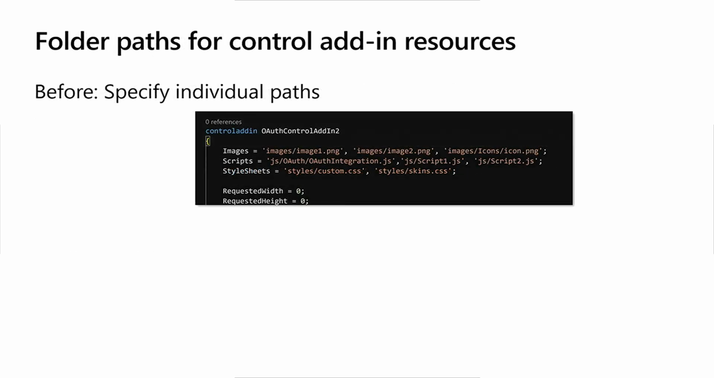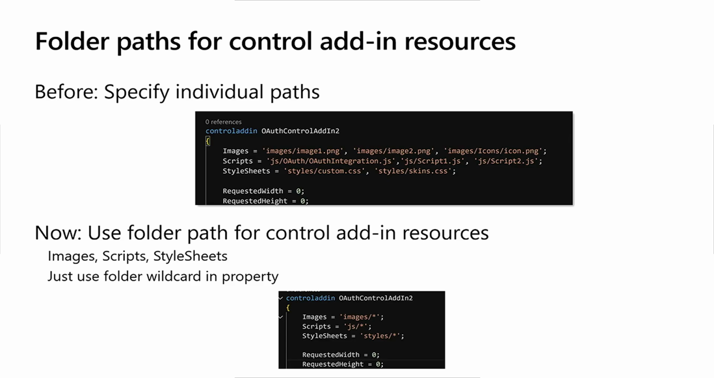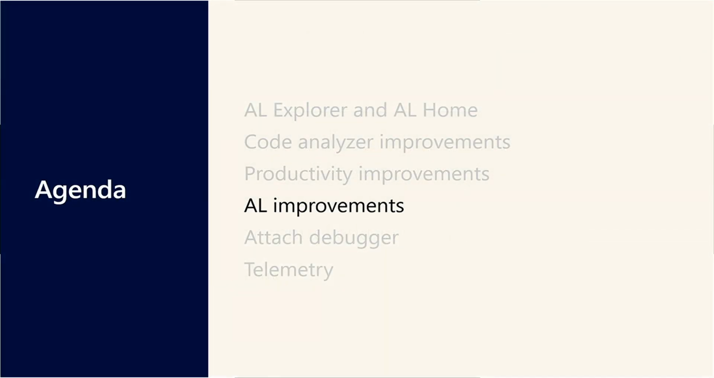Another path-related change is folder paths for control add-ins. Some of you might have tried this. You need to specify a million different resources for a control add-in. One at a time, you sit there and type them in, hope it's all right, no typos and everything. Now you can use a wildcard. Isn't that nice? And it works even for scripts, style sheets, and images. And now you don't have to type in every single file, and it works if you add a file, that is also added, and all these things. That's really nice.